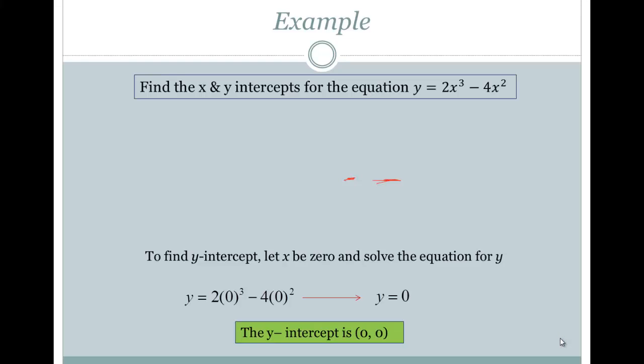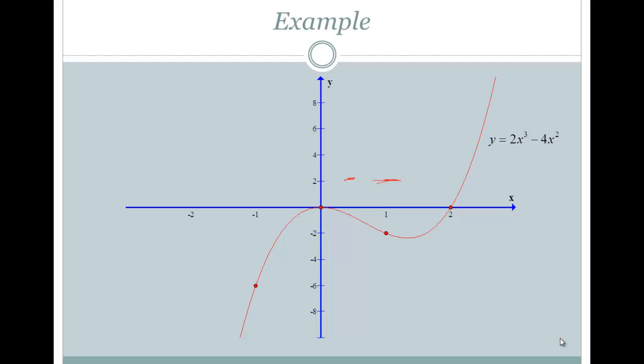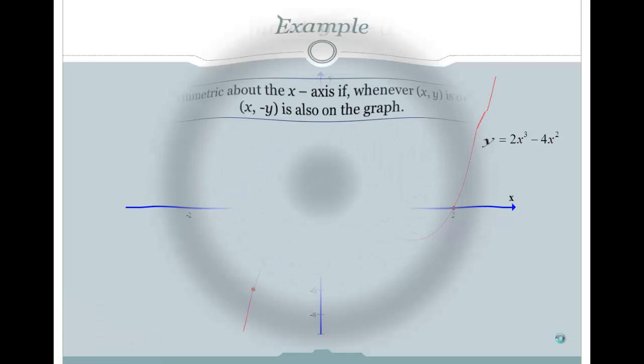Okay? And if I look at what this graph looks like, it's a cubic function. Let me get rid of those marks there. Okay? And I see that I have a (0, 0). That's an x and a y-intercept because it hits both. And then the other one is right there at (2, 0). Okay? So that's pretty straightforward in terms of how to find intercepts.